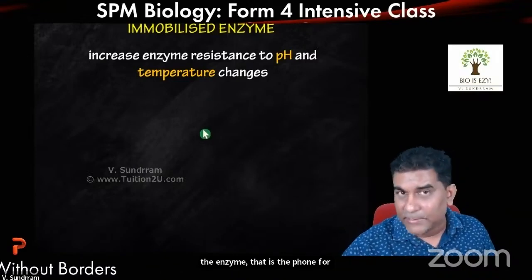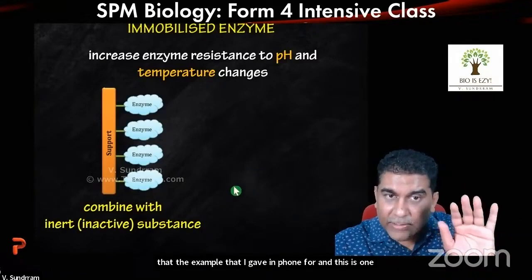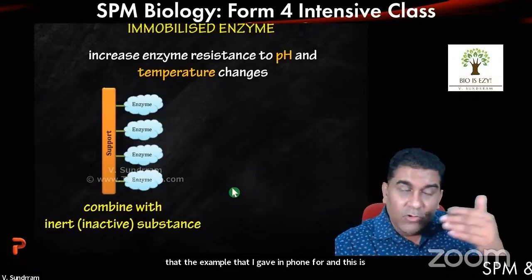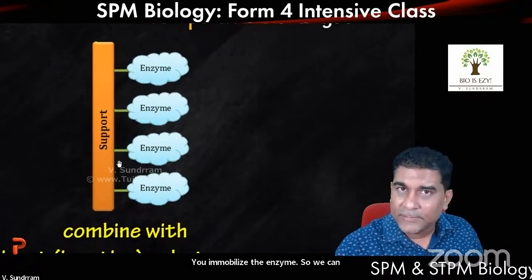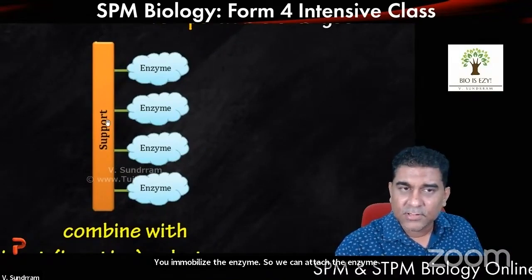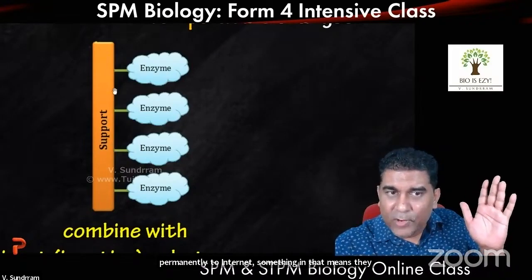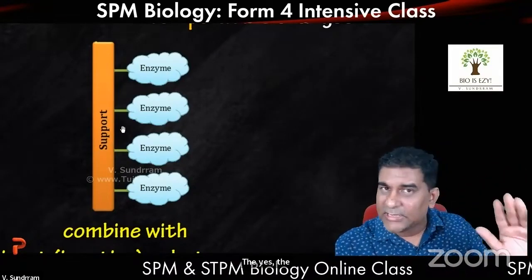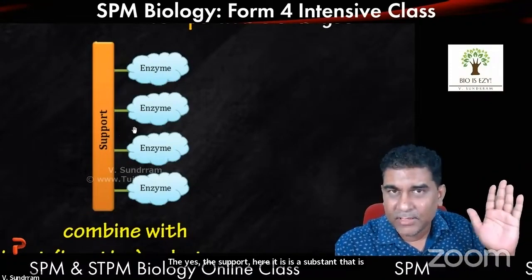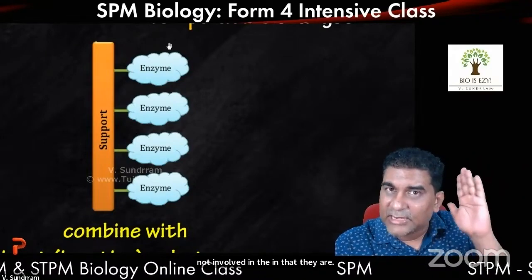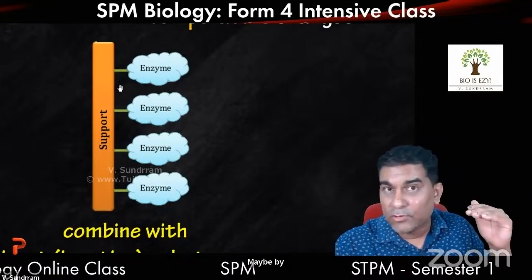Under that, the example that I gave in Form 4, and this is all answers in your exam: how do you immobilize the enzyme? We can attach the enzyme permanently to an inert substrate. Inert means they don't do the reaction. The support here is a substance that is not involved in the reaction. It's inert. We permanently attach the enzyme, maybe by using covalent bond, maybe by using hydrogen bond.